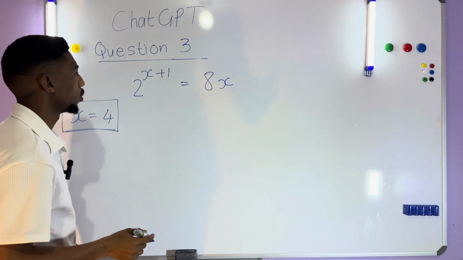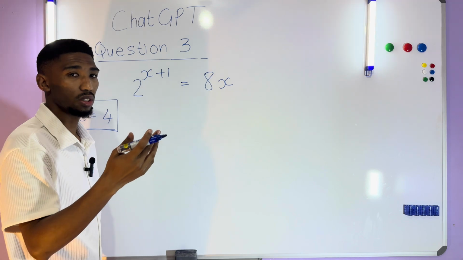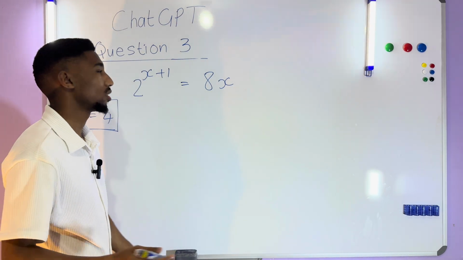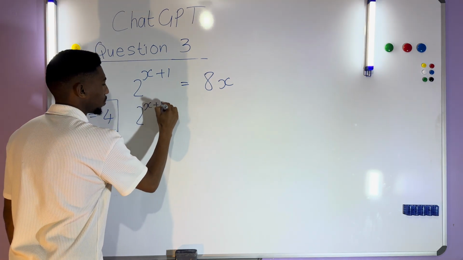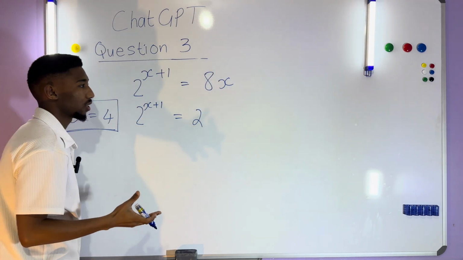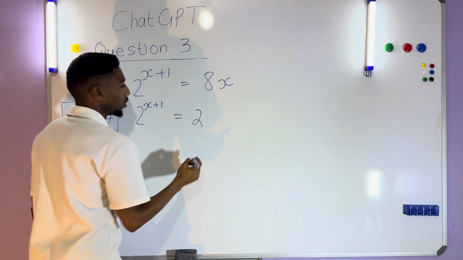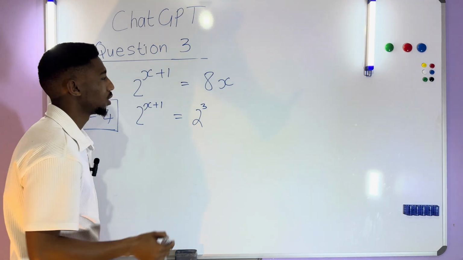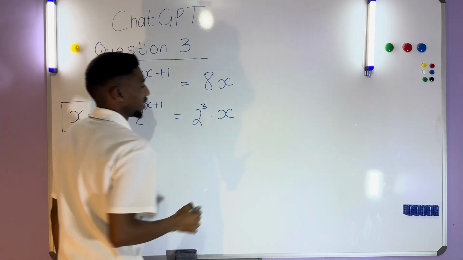First and foremost, when we have an unknown value in the exponent, the first thing we're going to do is make sure that the bases are the same. So we have 2 to the power of x plus 1, and 8. We're going to transform it and factorize it. Okay, and we know that 8 can be 2 to the power of 3. 2 times 2 is 4, times 2 is 8. Okay, multiplied by x.